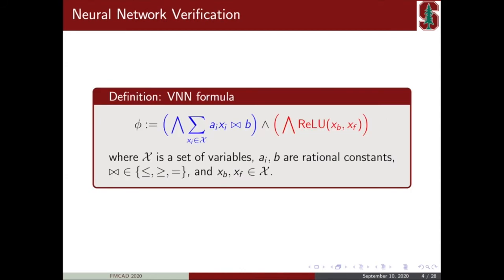We can encode neural network verification queries as VNN formulas. We define a VNN formula to be a conjunction of linear constraints and a conjunction of ReLU constraints. The ReLU constraint is a relation between two variables. XB is the input to the ReLU and XF is the output of the ReLU.